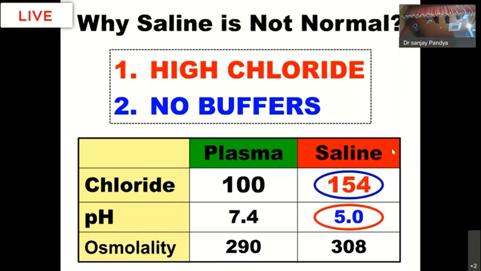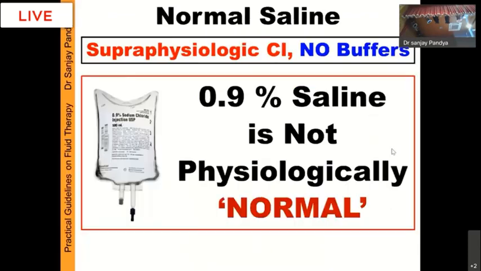How much is the chloride? And normal serum chloride? 100. Are both matching? Okay. So, and second thing, that pH is low. Osmolality is okay. So, it is a supraphysiological chloride.